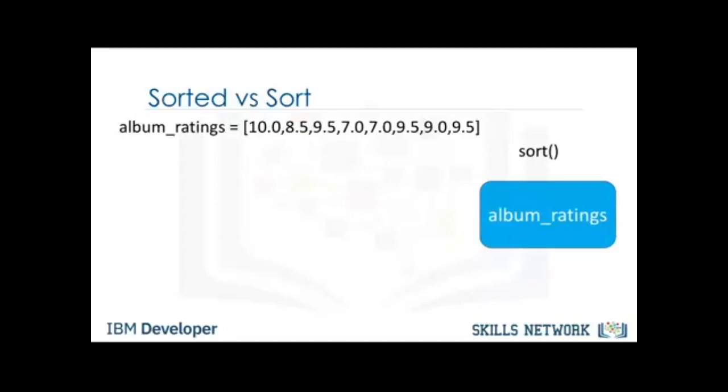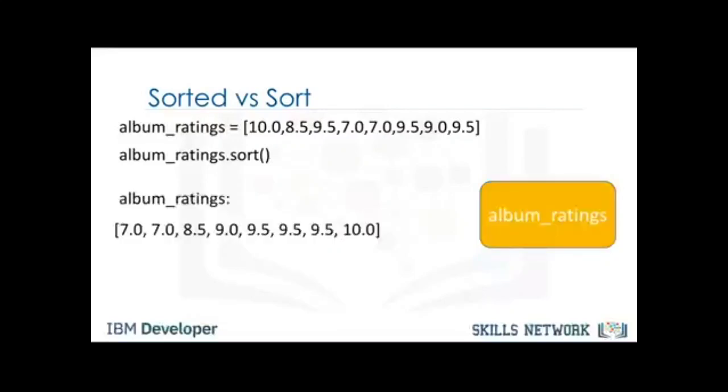In this case, the rectangle represents the list album ratings. When we apply the method sort, the list album ratings changes. Unlike the previous case, we see that the list album ratings has changed. In this case, no new list is created.